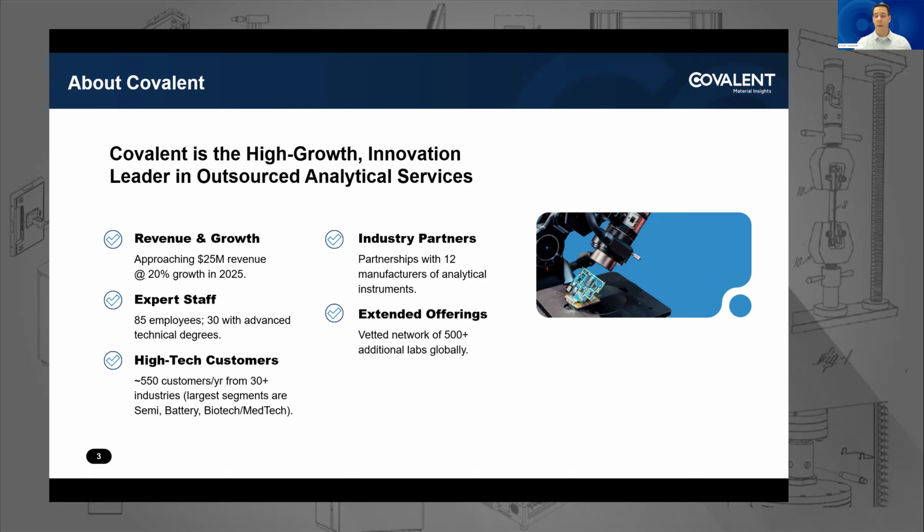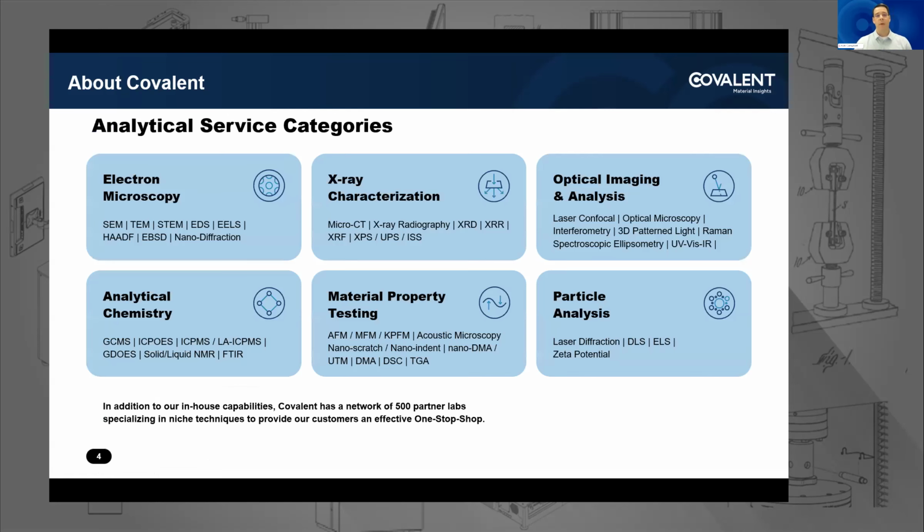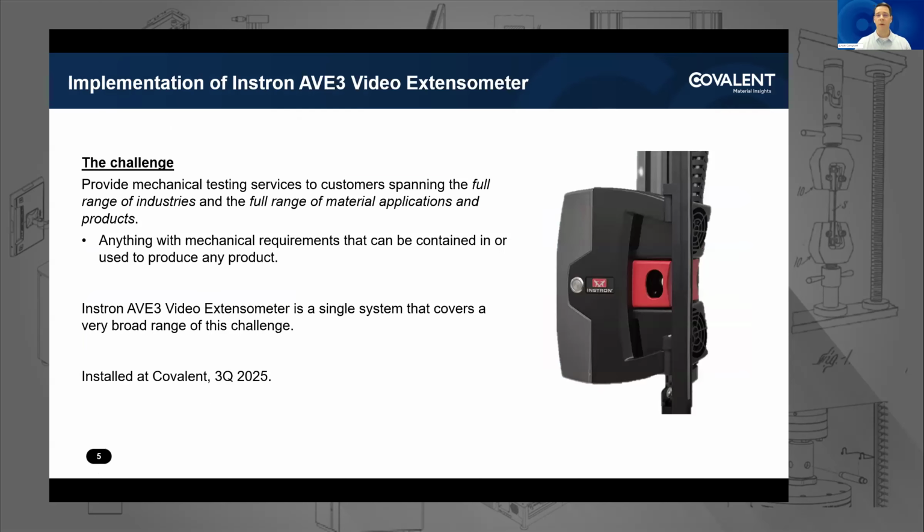So whatever type of analytical service measurement you need, you can come to Covalent and we can provide that to you. This slide shows the different analytical service categories. I'm just going to touch on each of these at the high level, but it should give you a little idea of our breadth. We offer electron microscopy, X-ray characterization, optical imaging and analysis, analytical chemistry, material property testing, and particle analysis. So a very broad range. So that's who Covalent is.